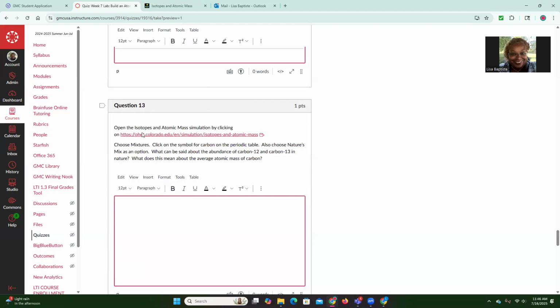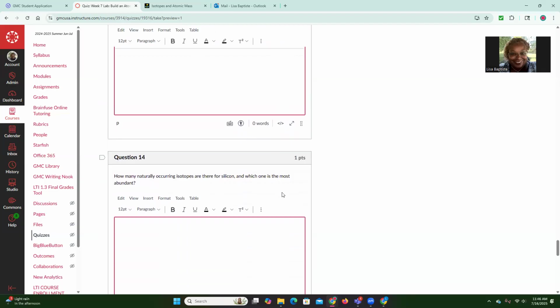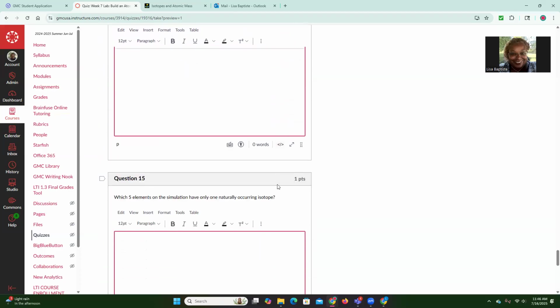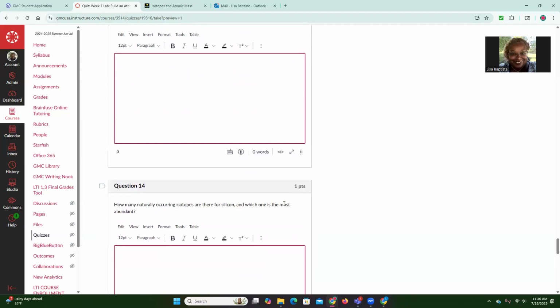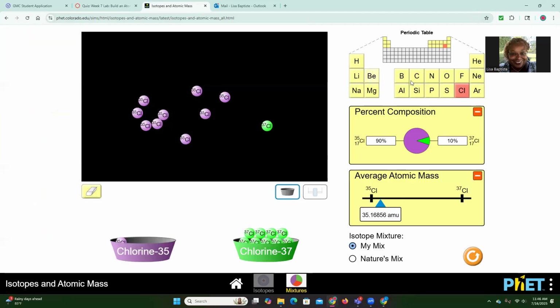Then you're going to answer the question here. Same concept that we did for the previous problem. Now you're going to look at silicon and look at that particular example as well. Which five elements in the simulation have only one naturally occurring isotope? You're going to look at each of these and see which one only has one.